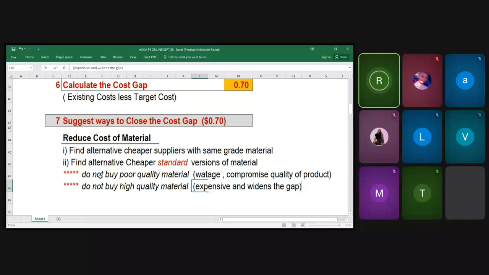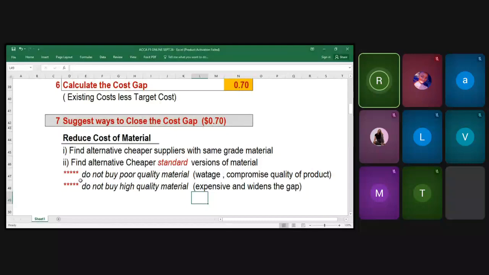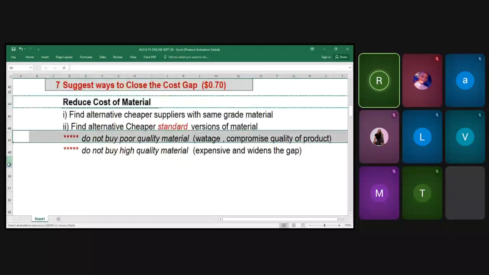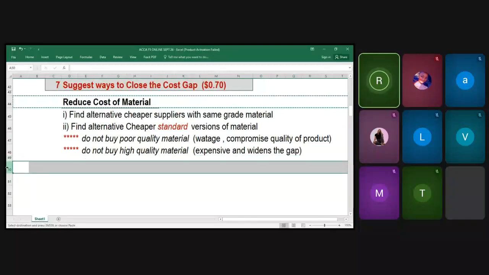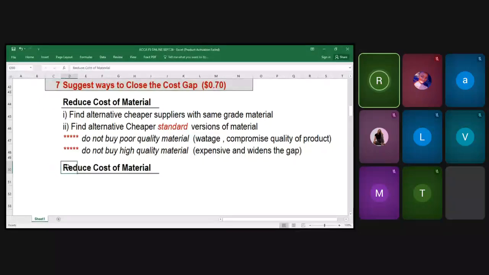So, in terms of your theory, when answering questions in the exam, that is key for you to note. All right. That is material. We look at these options and we don't consider these options. Okay. Now, next item is for us to look at another component that is key in our production process, which is labor. Right? Reduce the cost of labor. How are we going to reduce the cost of labor?